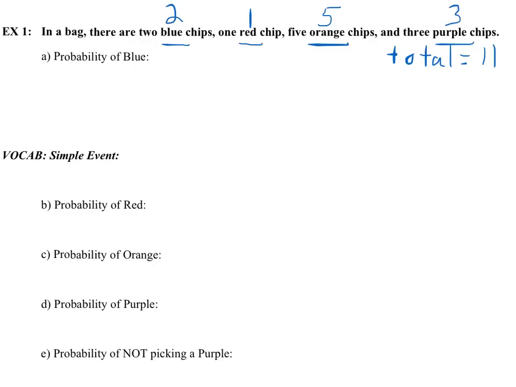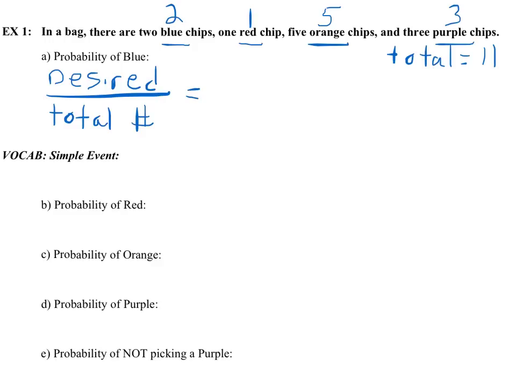Now, the first question asks us, what is the probability of blue? Meaning, what is the probability that we reach into the bag and select a blue chip? Now, remember, the formula for probability, the way we can think about it, which we did on the previous page, is desired over total number. Total number of possible outcomes is what that total number stands for.